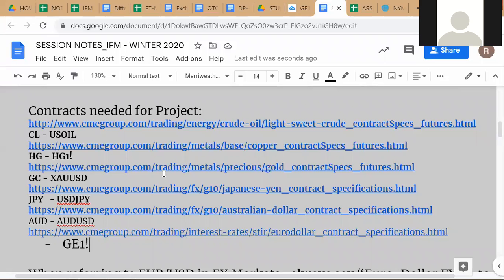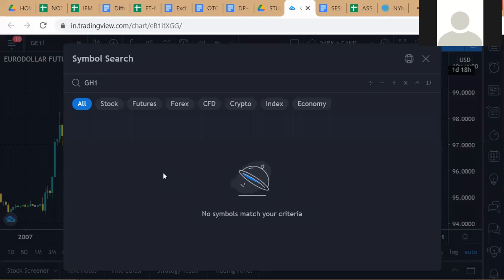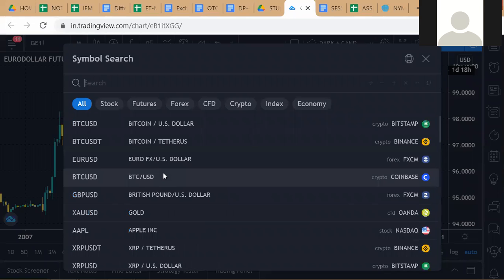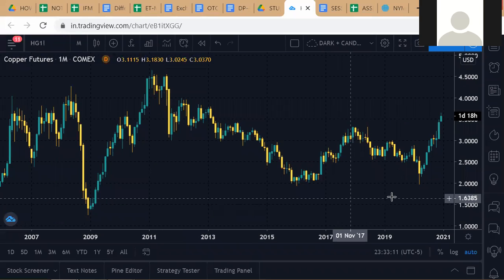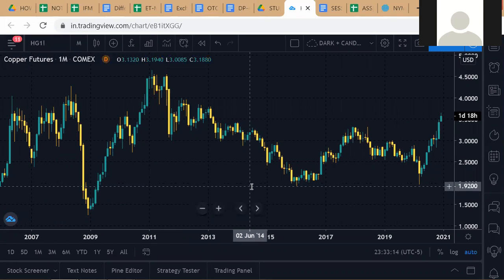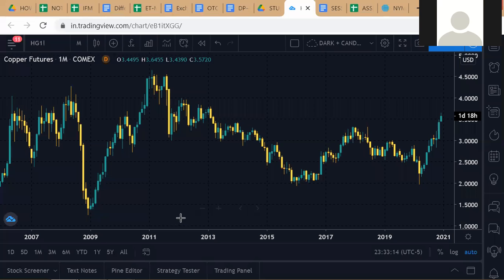So let's try HG1 one more time, just to test. Make sure that we have the right one. Yeah, copper futures, very good. Make sure you familiarize yourself with what has to be done. At least one thing you have to do is form views on each of these markets, so understand what's going on. And also don't form just a technical view, also teach yourself to look at things from a fundamental point of view, okay?